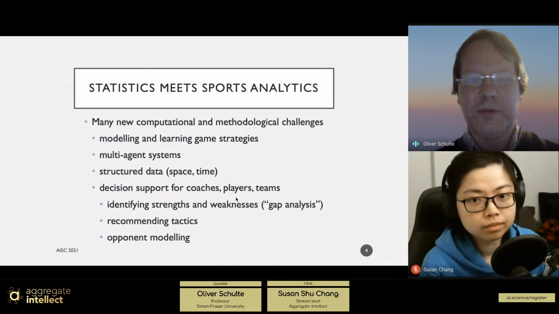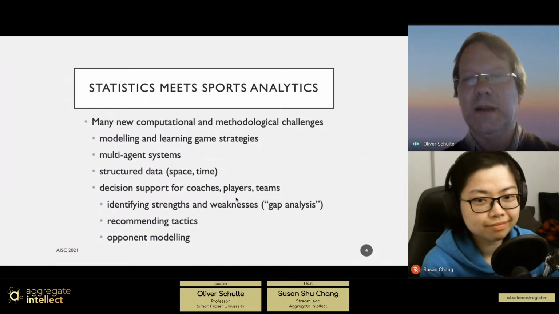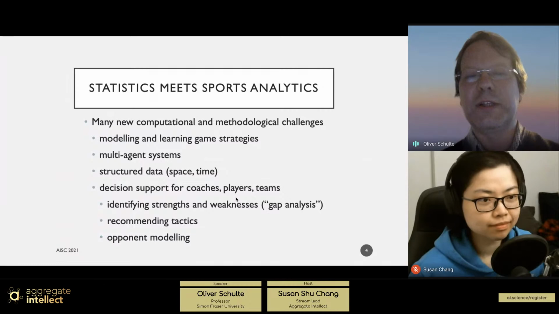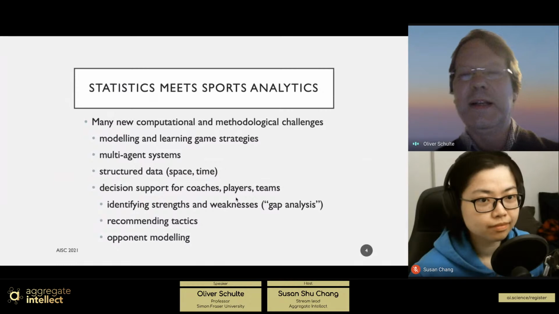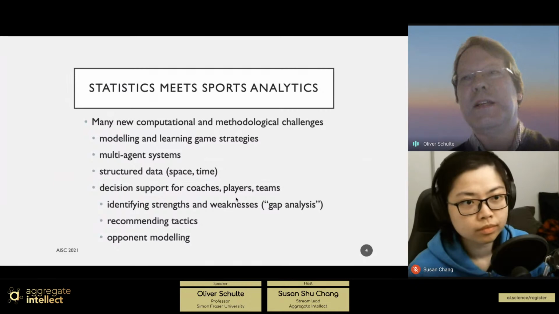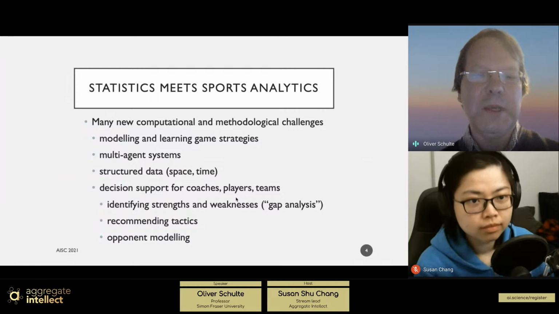And lots of decision-making problems for all the stakeholders. Just to mention a few, identifying strengths and weaknesses, in sports analytics they often call this the gap analysis. So what is it that we need to do to get to the top? Recommending tactics like, oh, you should play down the right side of the field, that's where the opponent is weak, and opponent modeling to find these kind of patterns.